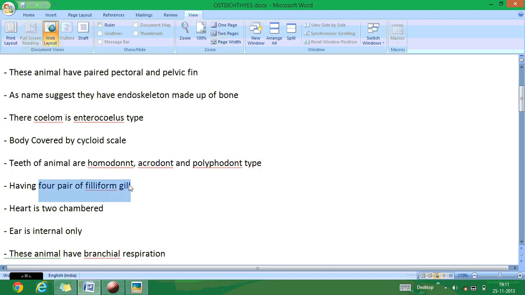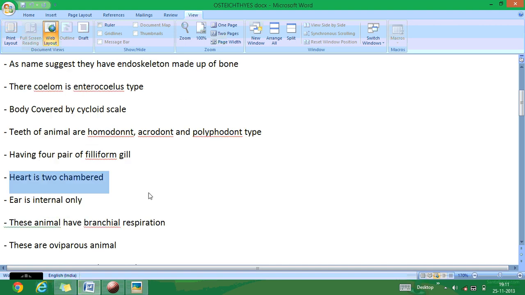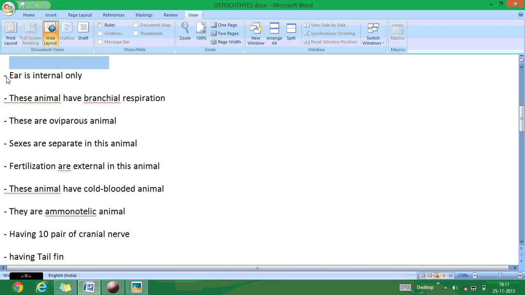These animals have four pairs of filiform gills. The heart of these animals has two chambers, one auricle and one ventricle respectively. The ear of these Osteichthyes is internal only. The animals have branchial respiration. They are oviparous, because they lay eggs, so they are also called oviparous animals.